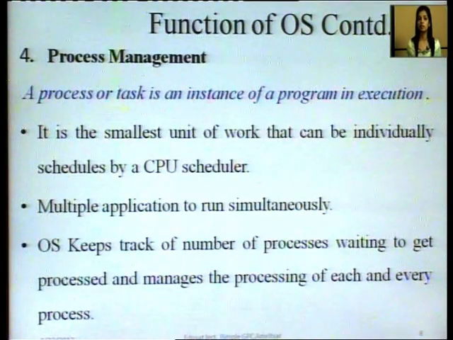So process management is very important for the operating system to execute multiprogramming and multitasking. The operating system keeps track of the number of processes waiting to get processed and manages each and every process. While a number of processes are executed, the main function and responsibility of the operating system is to manage those processes.